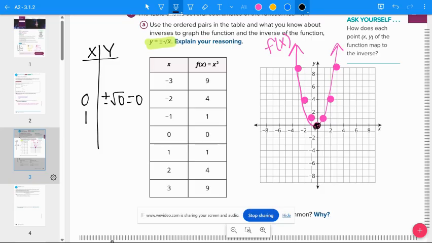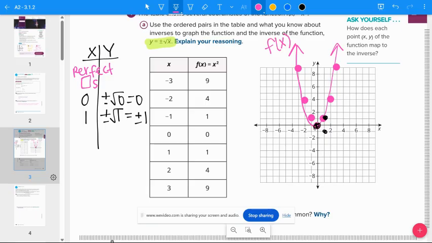If I plug in positive 1, I get plus or minus the square root of positive 1. So I have an answer of plus or minus positive 1. So every time I go over 1, I'm going to get a positive value and a negative value. What I want to think about as I choose my points is I want all of these to be perfect squares, because that'll make my life so much easier. If I have to take the square root of 5, I do not know that number off the top of my head. So I'm going to choose x values that I can easily take the square root of.